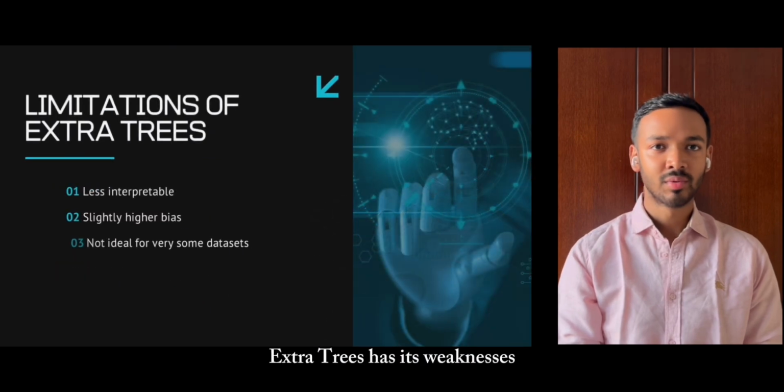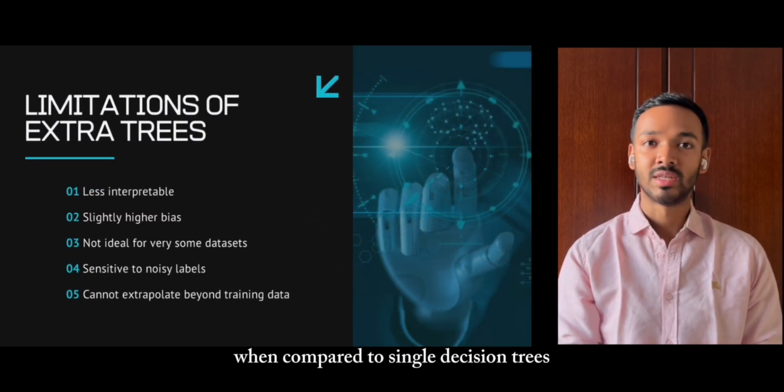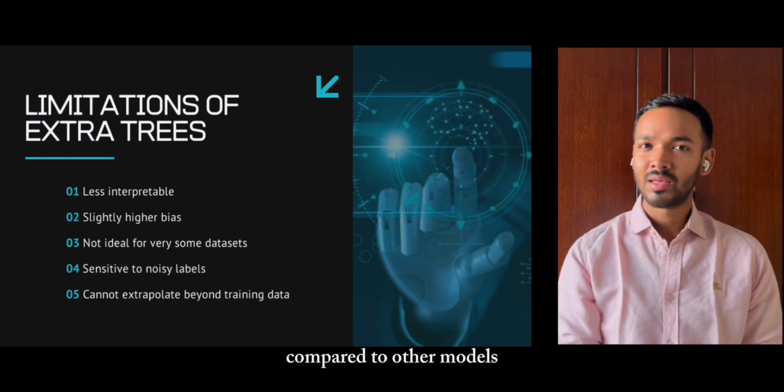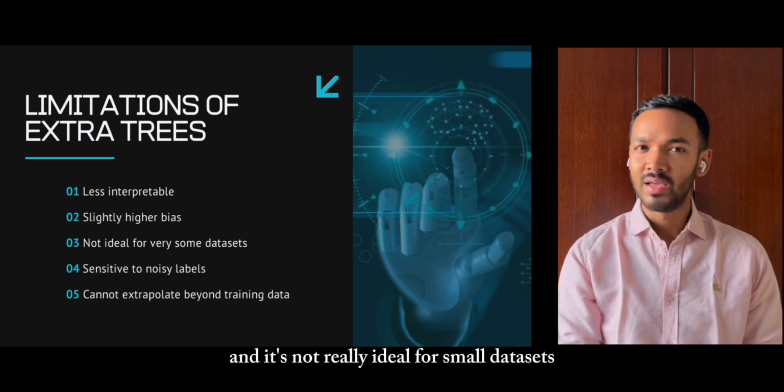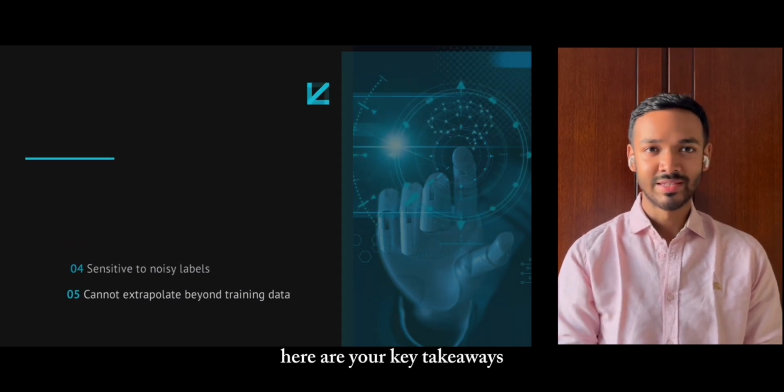But like every superhero, ExtraTrees has its weaknesses. It can be less interpretable when compared to single decision trees. It might have higher bias compared to other models, and it's not really ideal for small datasets if you have some noisy labels.